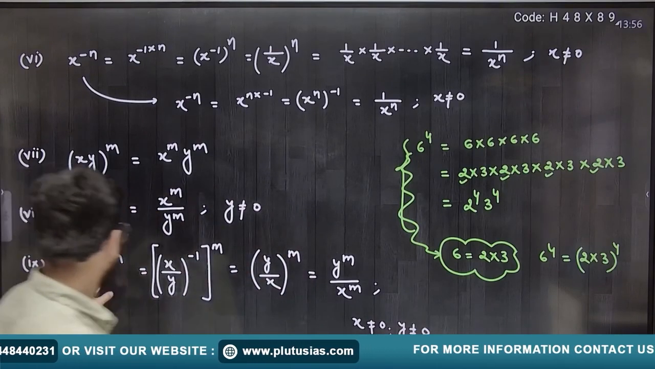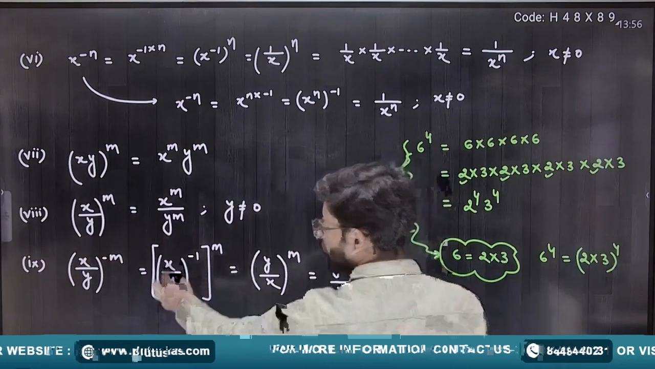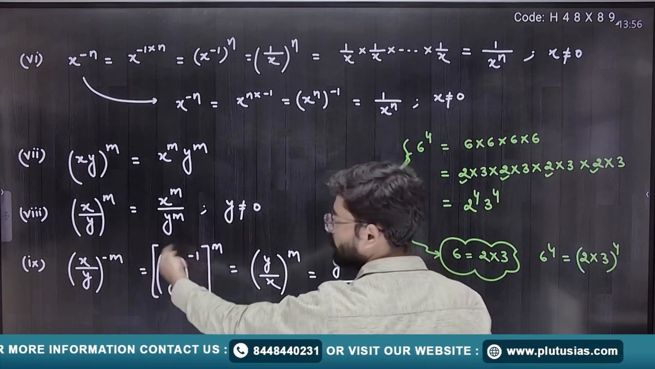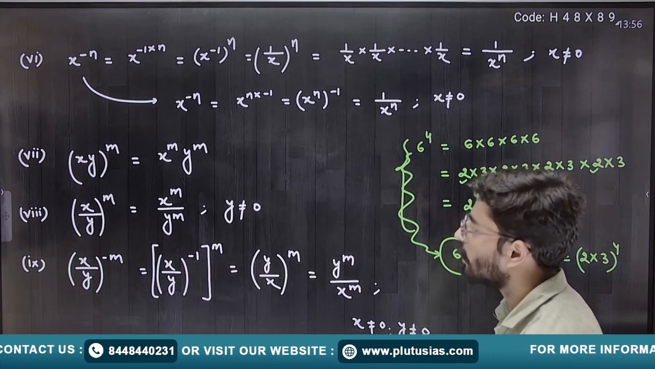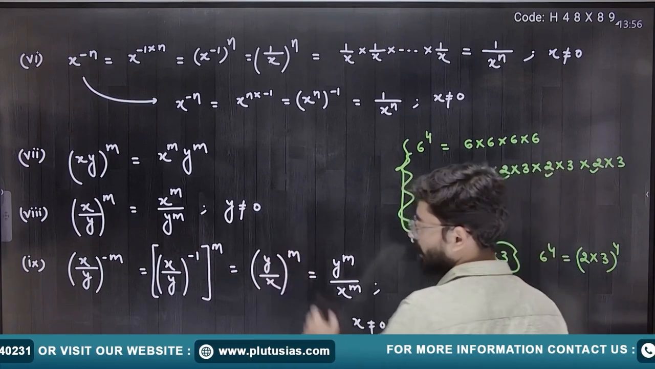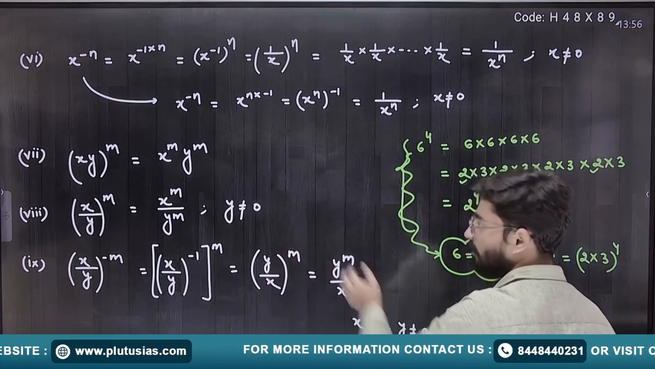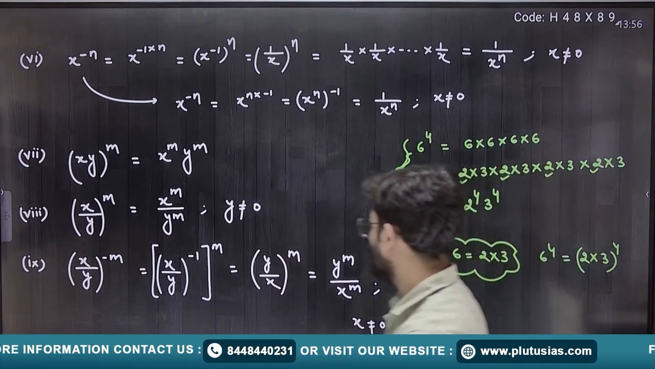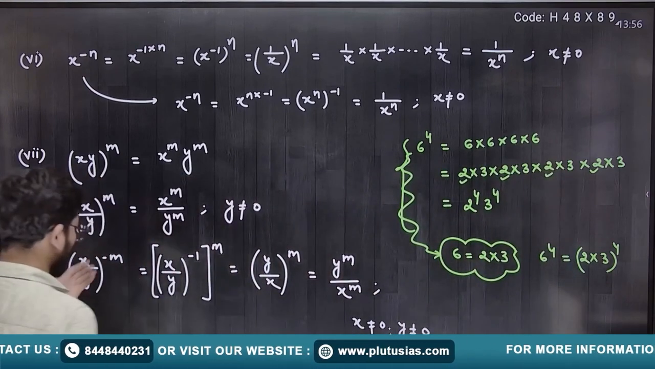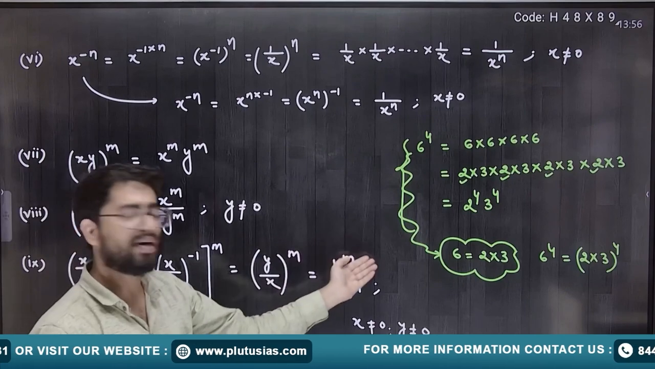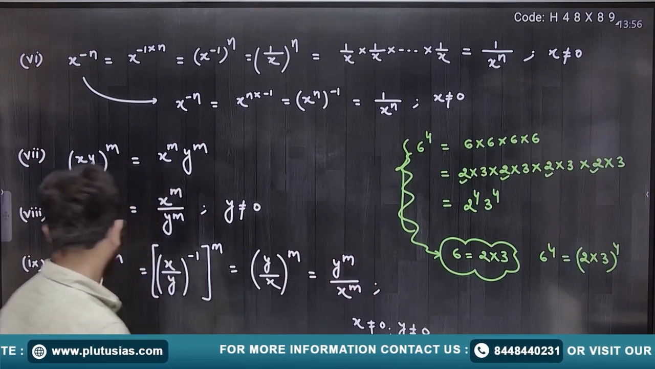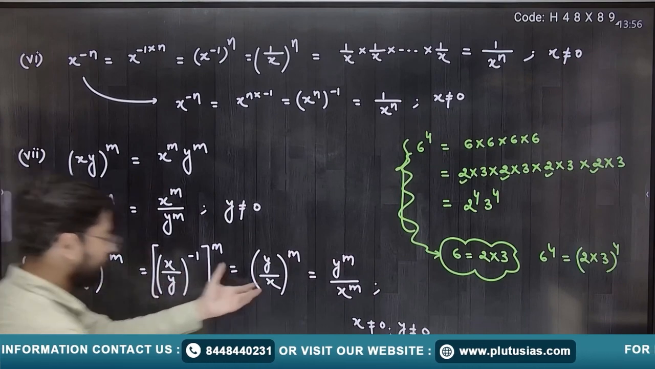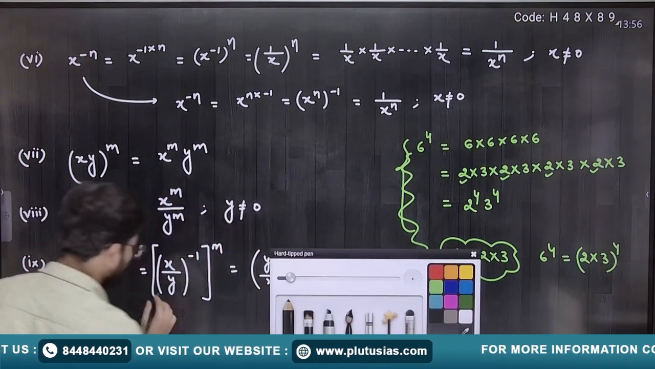Getting it? So x by y power minus m is x by y power minus 1 whole to the power m. And the meaning of x by y power minus 1 is y by x. So y power m, x power m, because of the seventh property. x and y both are non-zero. So finally x by y power minus m is y power m divided by x power m. Getting it?